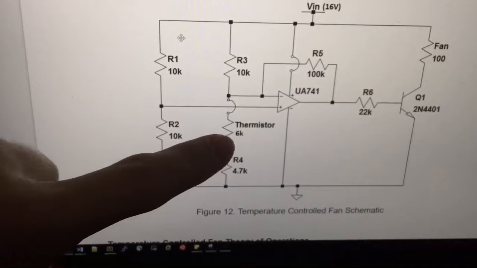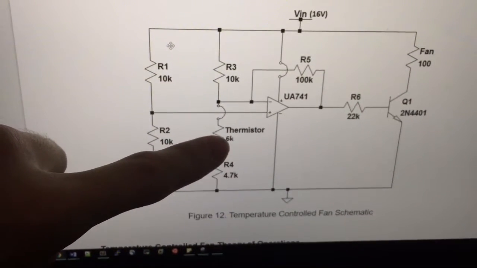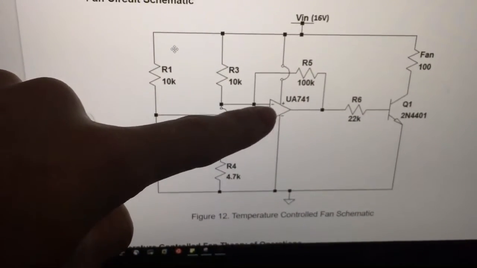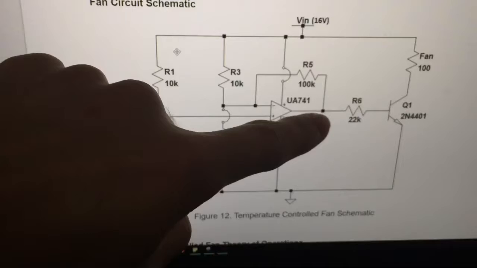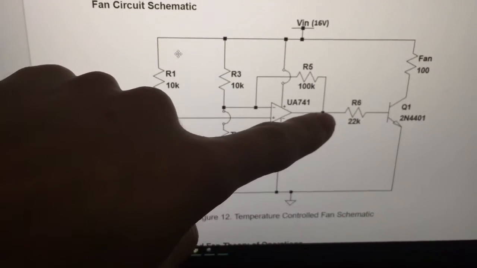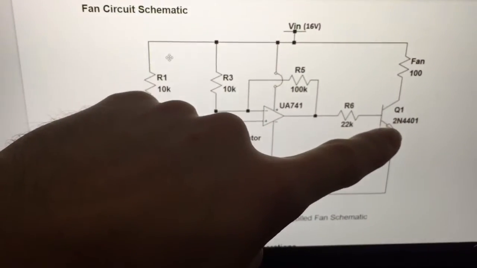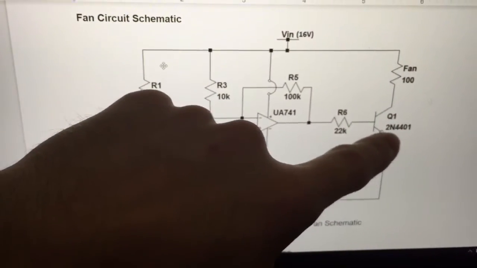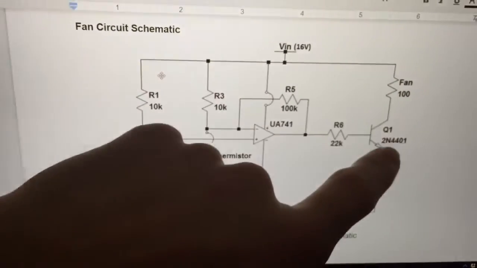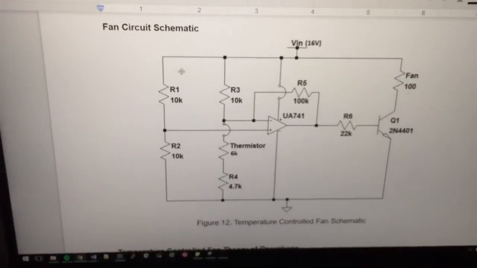And how this circuit works is you see this thermistor here. When the ambient temperature of this thermistor increases, its resistance decreases. This will decrease the voltage at this inverting node, which this op-amp will then try to drive this output voltage higher, which will increase the current through this resistor, increasing the current in at the base of this BJT, and effectively this will increase the current through this top node as well. And increasing the current to this top node will then speed up the fan.